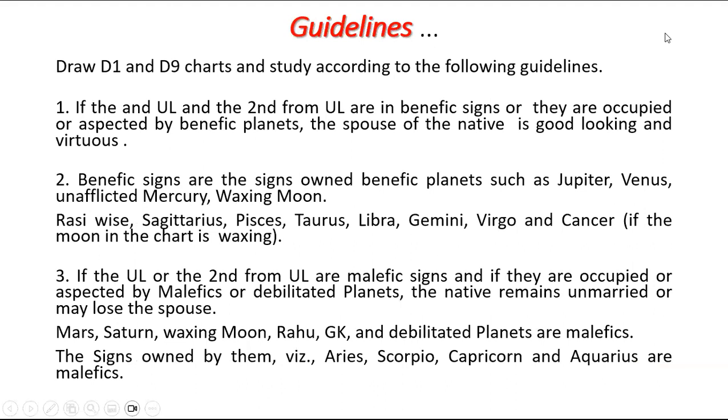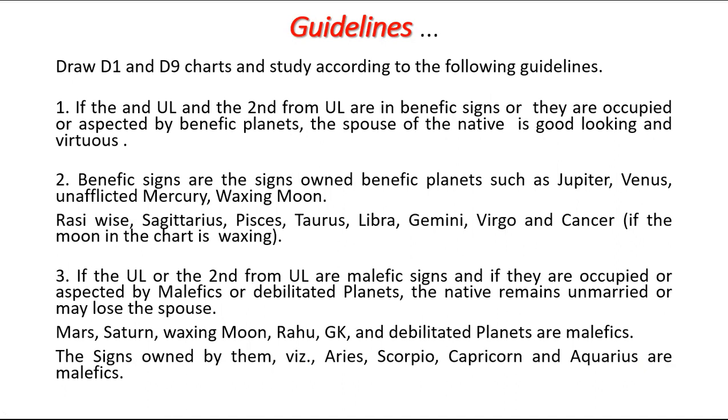Further guidelines would be: draw the D1 and D9 charts and study them according to the following guidelines. If the UL and the second from UL are in the benefic signs, or they are occupied or aspected by benefic planets, the spouse of the native will be good looking and virtuous.